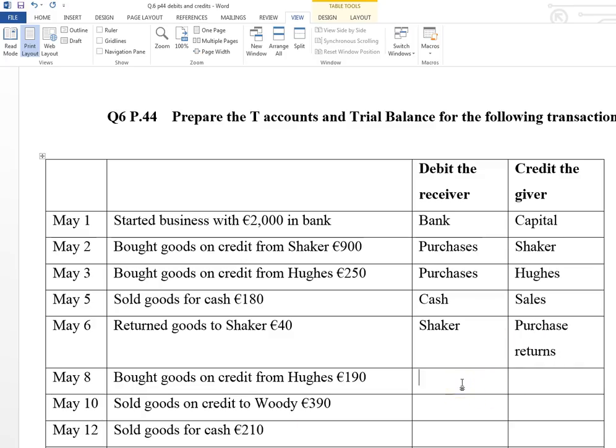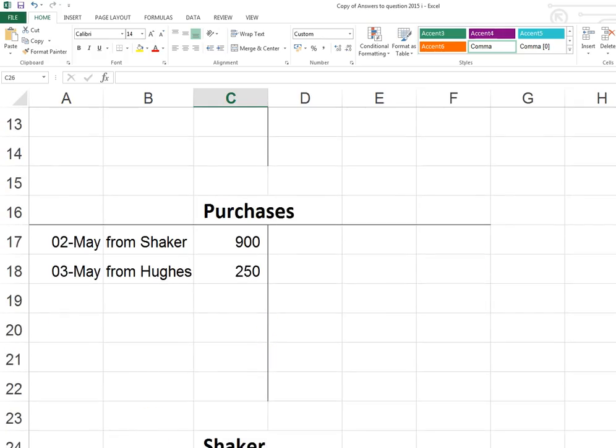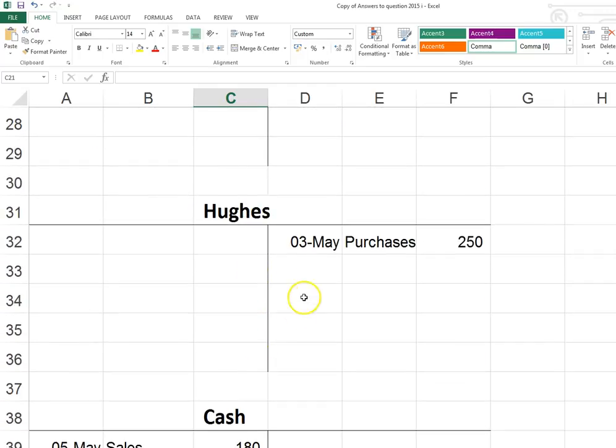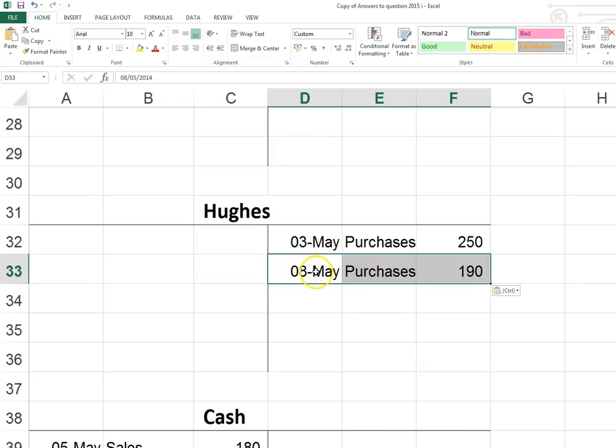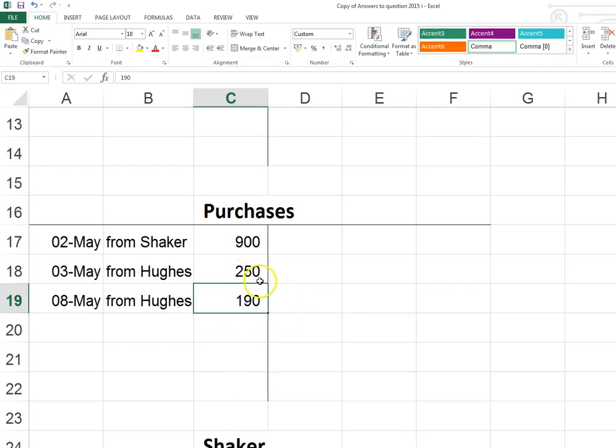Next, bought goods on credit from Hughes. So purchases and Hughes are the two accounts. Purchases is the receiver because we're receiving the goods. Hughes is giving the goods. We already have those two accounts open, so we're just going to add 190 into the two accounts. We come back up, find our purchases account, and now it has 190 added to it. And in our Hughes account, you always credit one. Here's the credit, one on the right and one on the left. So there should always be a matching debit and credit, left and right.